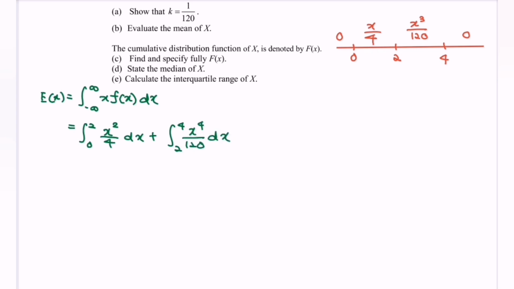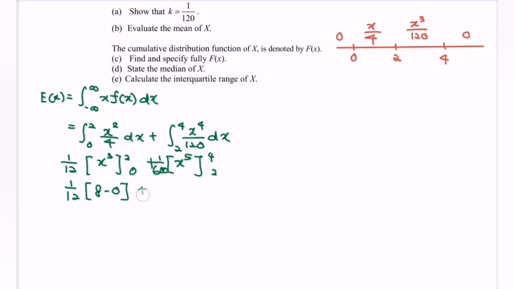Kindly integrate the situation. So here we have x to the power 3 over 12, with limit 2 to 0. Continue, x to the power 5 over 600, with limit for 4 to 2. Kindly substitute the situation, where we have 2 to the power 3, which is 8, minus 0, plus 1 over 600, if we substitute 4 to the power 5, we will have 1024 minus 32, because of 2 to the power 5.